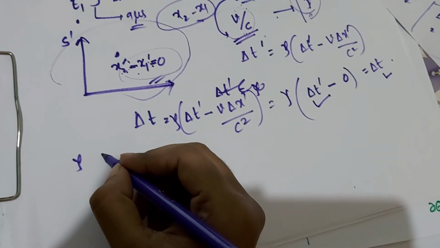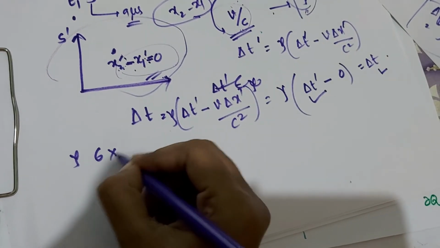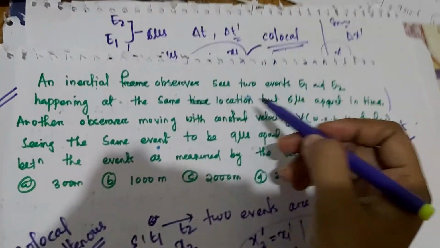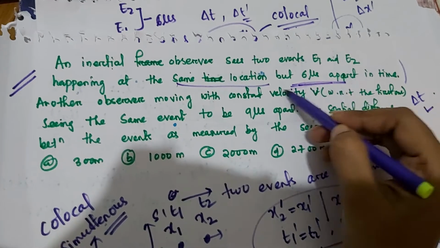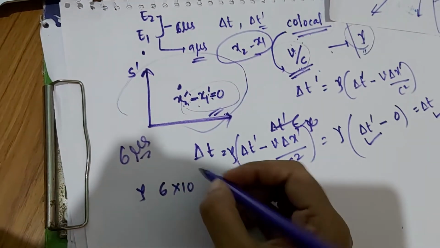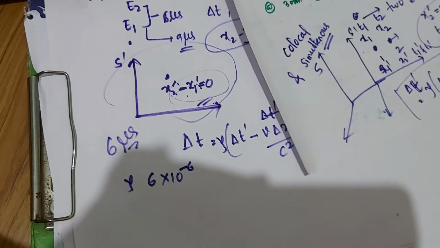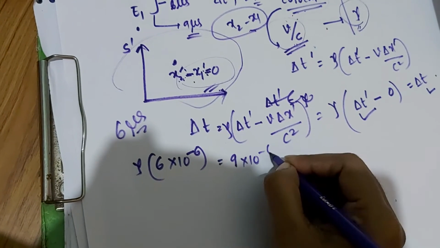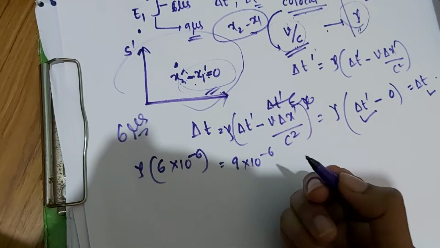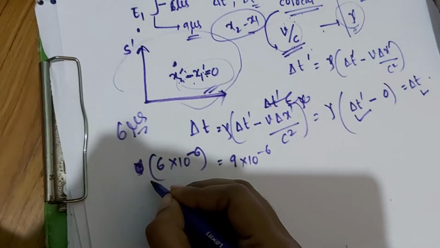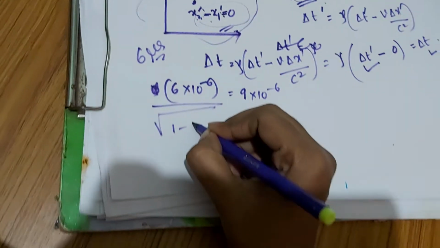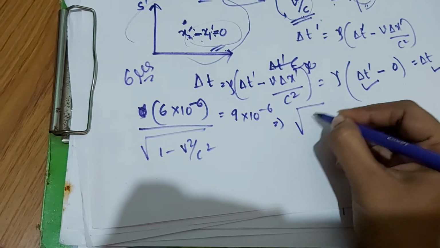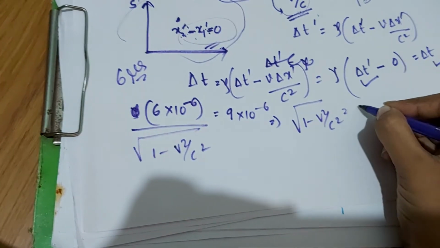What is Δt'? Δt' is 6 microseconds, as you can see in the question, it is given that the same location but 6 microseconds apart. So taking 6 microseconds, that is 6 × 10⁻⁶, and Δt equal to 9 × 10⁻⁶. If I have to find the value of v by c, I can write γ as 1 over root of 1 minus v²/c². So this becomes root of 1 minus v²/c² equal to 6 by 9.